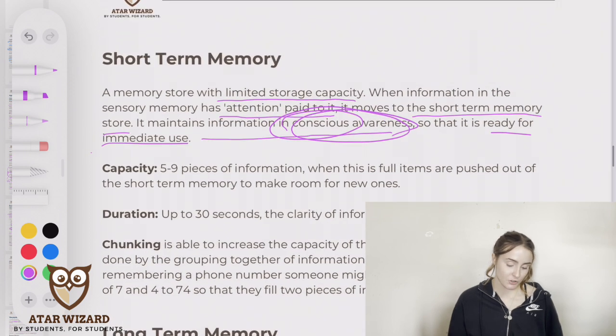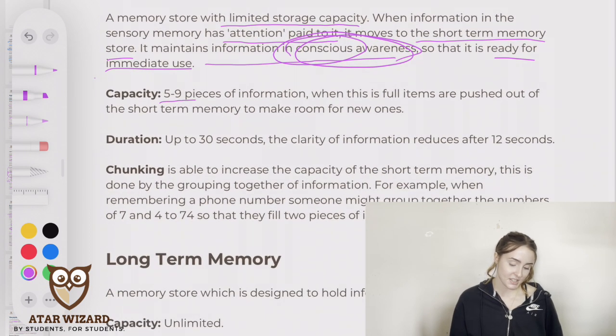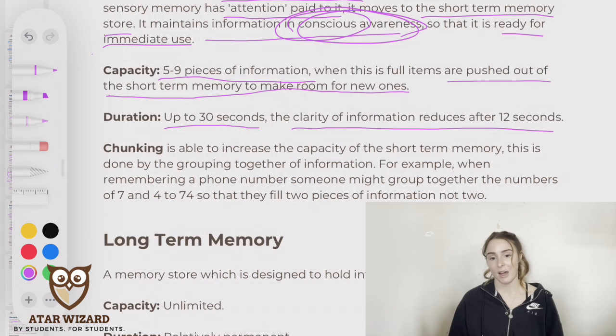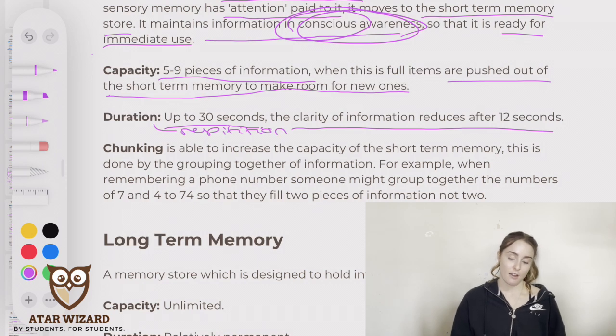So the capacity of short-term memory is 5 to 9 pieces of information, and when this is full, items are pushed out of the short-term memory to make room for new ones. The duration is up to 30 seconds, but the clarity of information reduces after 12 seconds. So the duration, it's hard to say because by this 30-second mark for most people, there's nothing left. Whereas repetition can increase the duration. So if you have 5 things you need to remember, then you can just repeat them and you will be able to extend this duration for these pieces of information.